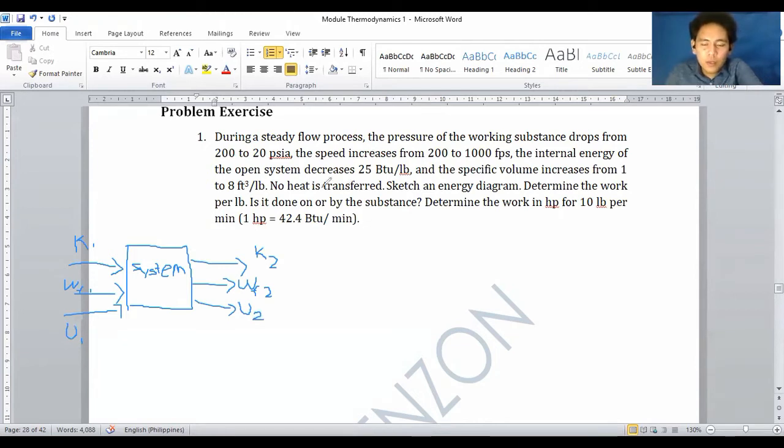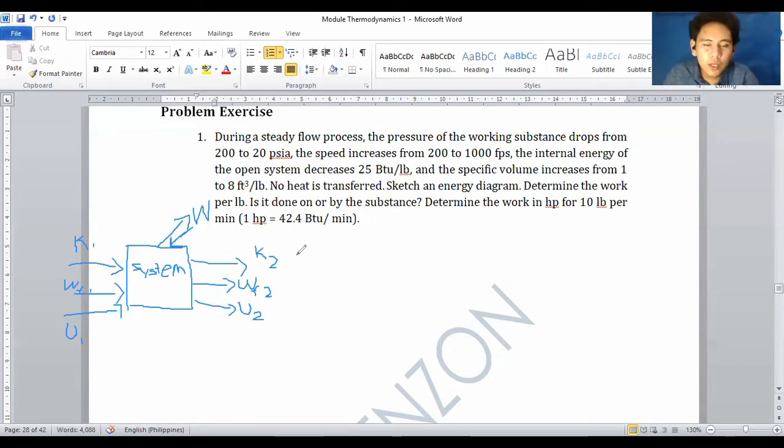Next, no heat is transferred. So therefore, we cannot include Q on this diagram, but we need to include your work. Since the second question is to determine the work, is it done on or by the substance? You have to guess it first. You have to assume that it's neither done on nor done by, so you have two arrows to show the representation of the work.